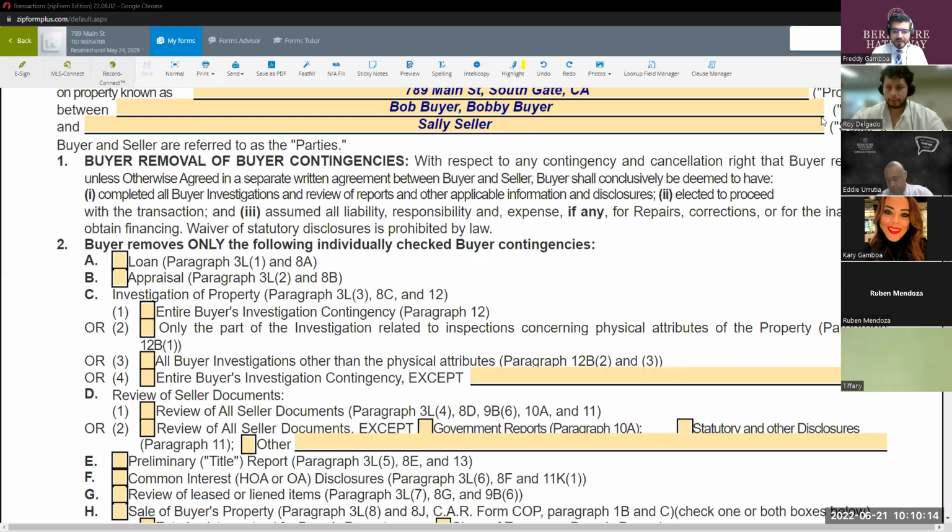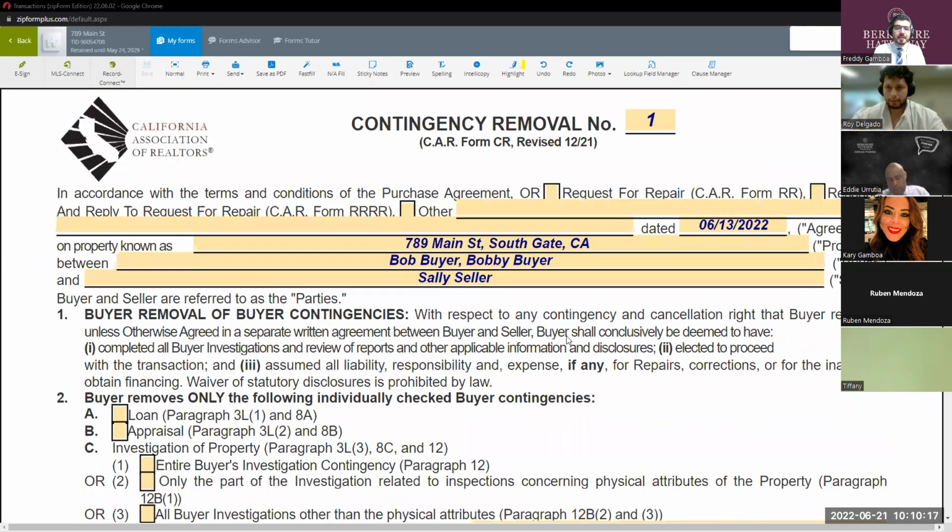Again, keep in mind when it comes to a contingency removal, there's no limit to how many you could have on a transaction. You could have 1, you could have 2, as many as you want. You can remove contingencies as you go, but per the RPA or any purchase contract, the buyer has 17 days after acceptance to remove all applicable contingencies related to that transaction.